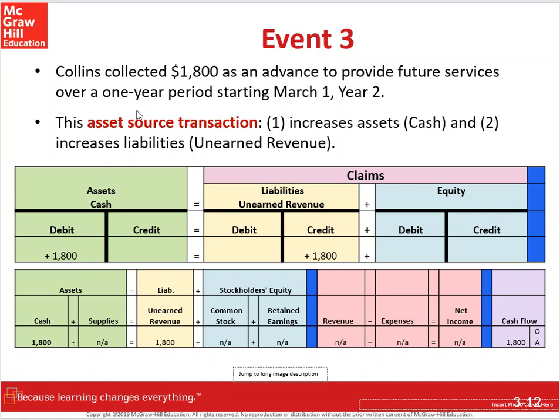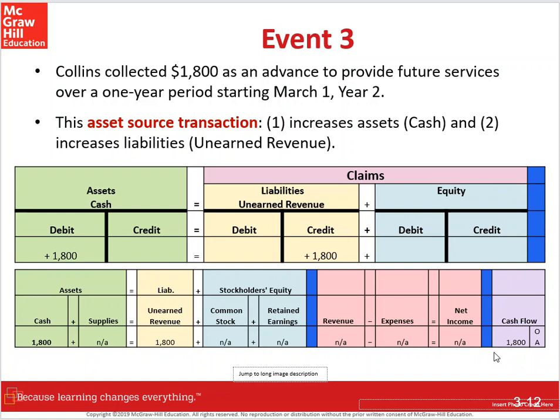So in this transaction, they tell us that we collected $1,800. That means cash in. So that is a debit to cash. Cash is going up. And then it's a credit to unearned revenue. Our liability, unearned revenue, is going up with a credit. And in accounting equation format, we see 1,800 equals 1,800, cash and unearned revenue. And our cash flow type is OA, operating activity.